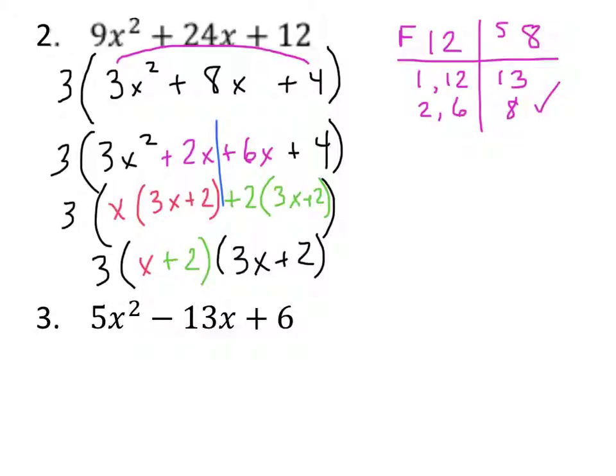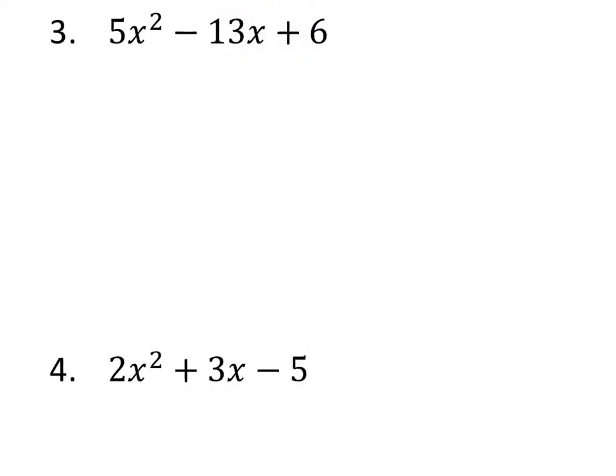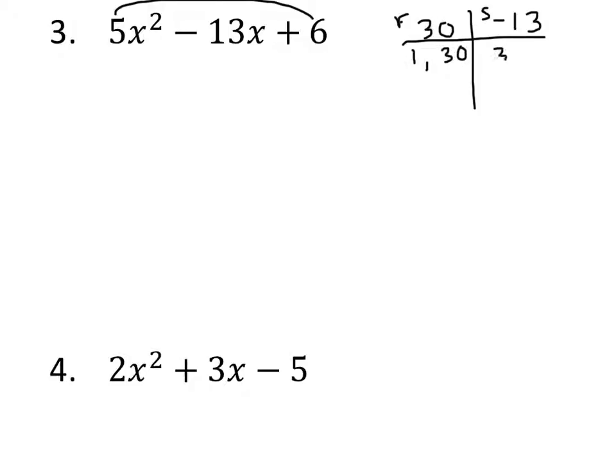Alright, let's look at number 3. For number 3, there's nothing that goes into all 3 terms, so we'll go ahead and multiply. 5 times 6 would give us 30, so we're finding factors of 30 that have a sum of negative 13. So factors of 30, 1 and 30 would make 31, 2 and 15 make 17, 3 and 10 make 13, and we want it to be negative 13, so we can do negative 3 and negative 10 to get negative 13.